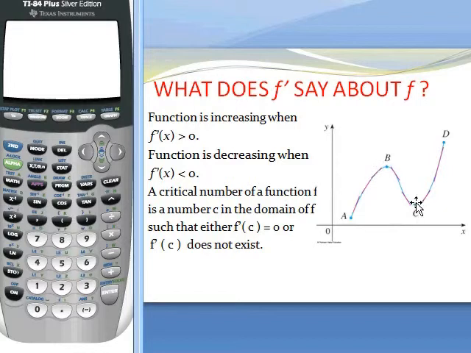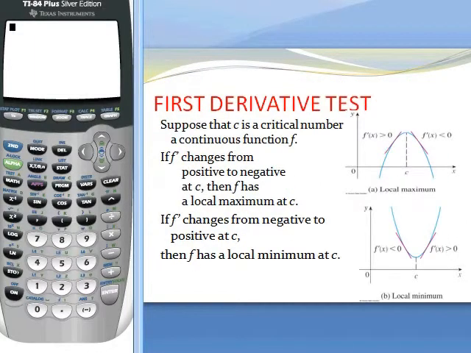Like here, it's 0 and it's 0. And you find your critical points. Now, if we are doing a first derivative test, if a function is increasing first and then decreasing, that means you are going to have a local max. If it is decreasing first and then increasing, you are going to have a local min.